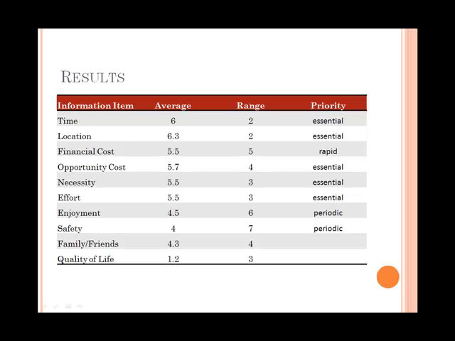If the category has a low average and a high range, it is categorized as a periodic factor, here including enjoyment and safety. If the category has a high average and a high range, it is categorized as a rapid factor, here including financial cost. It is important to note that both the categories family, friends, and quality of life had a low average and a low range, and therefore do not fit into any priority type, and therefore are not relevant to the decisions that need to be made.